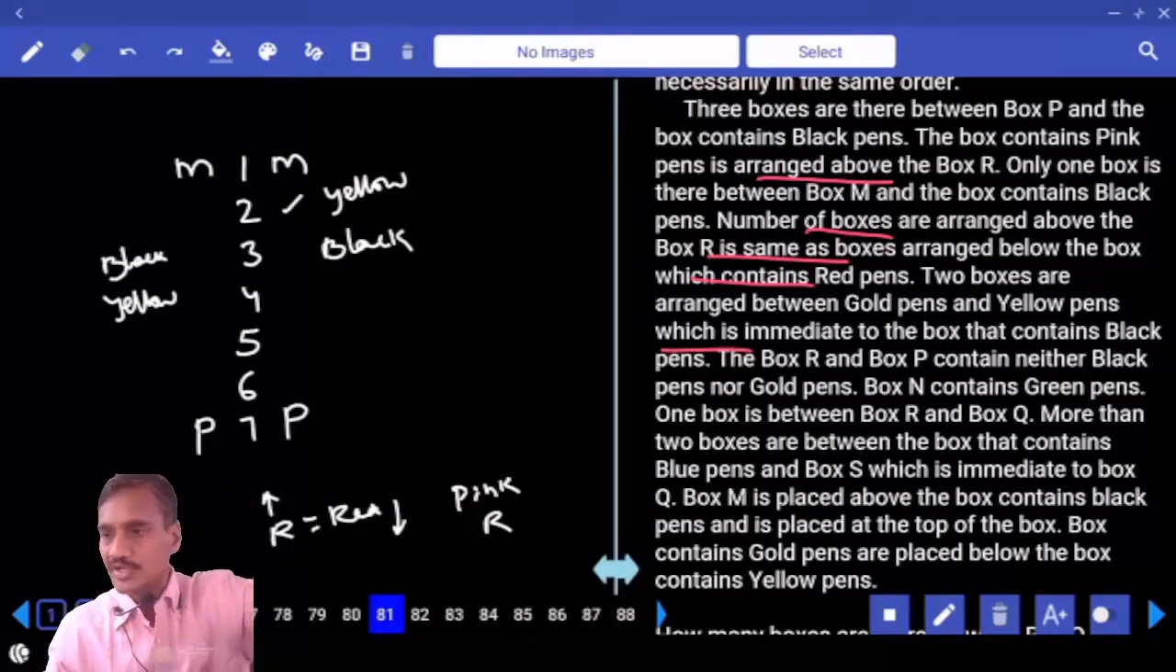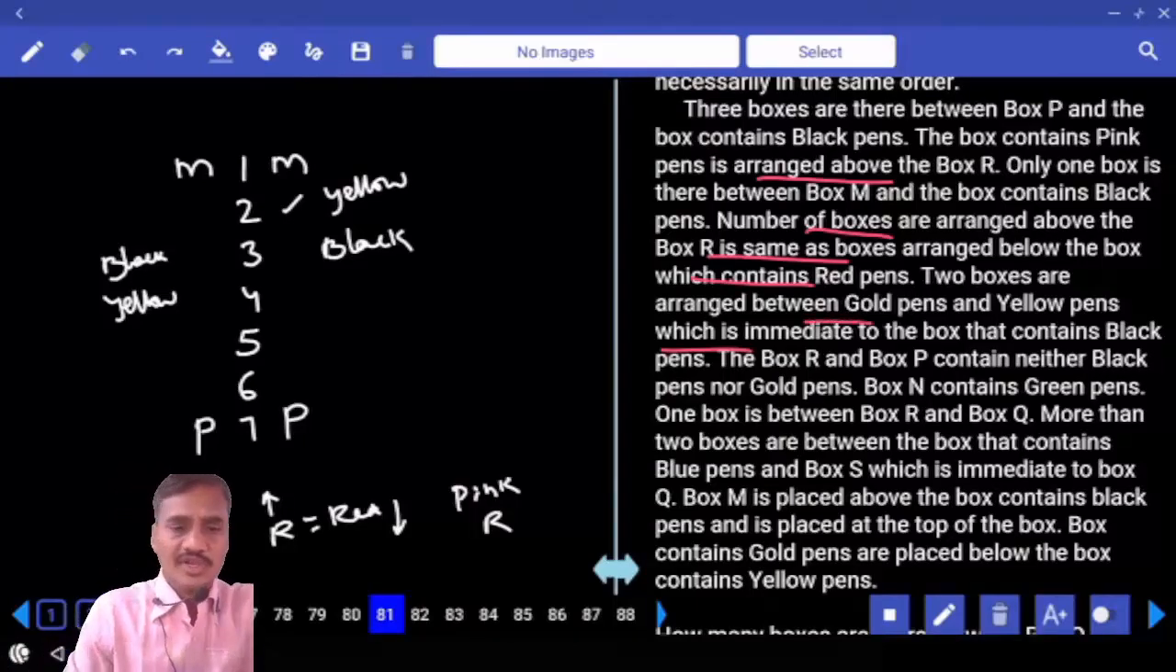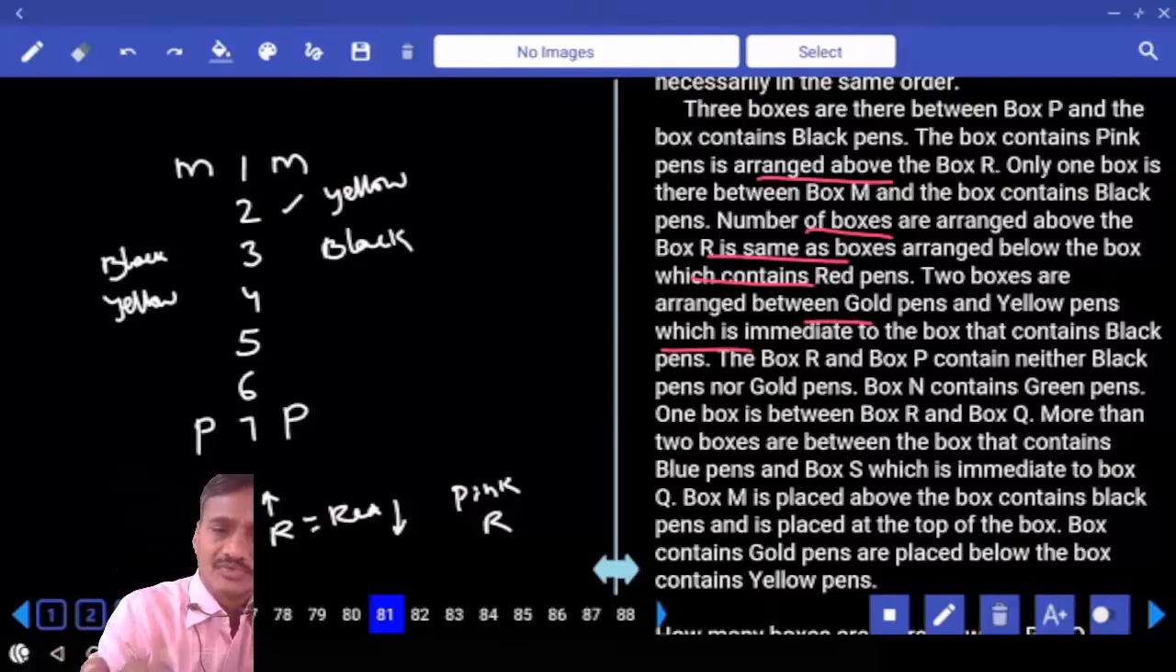And next one, there are only 2 boxes between gold and yellow. Gold and yellow have 2 boxes. Here yellow is there, so 1, 2, gold is at the 5th place in this case.